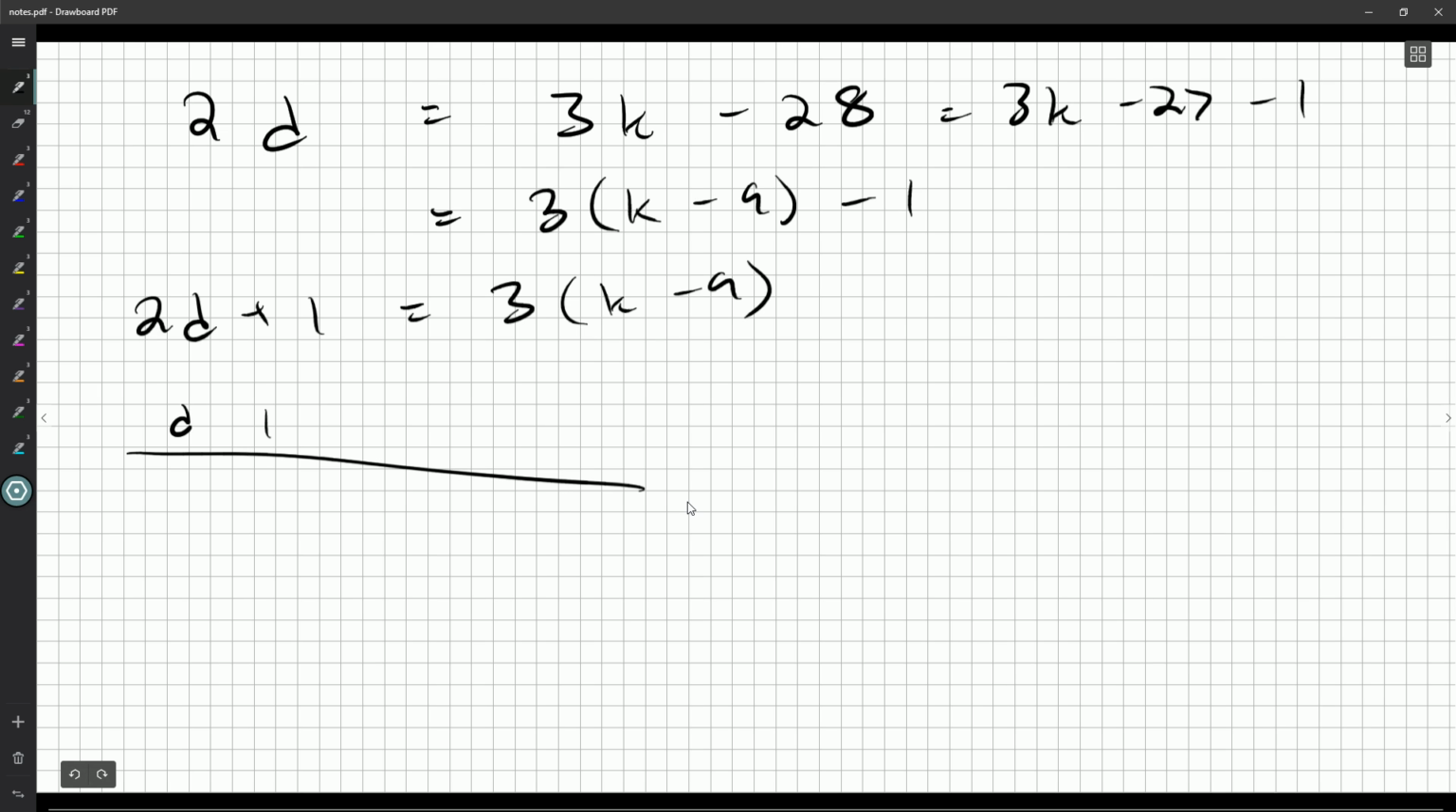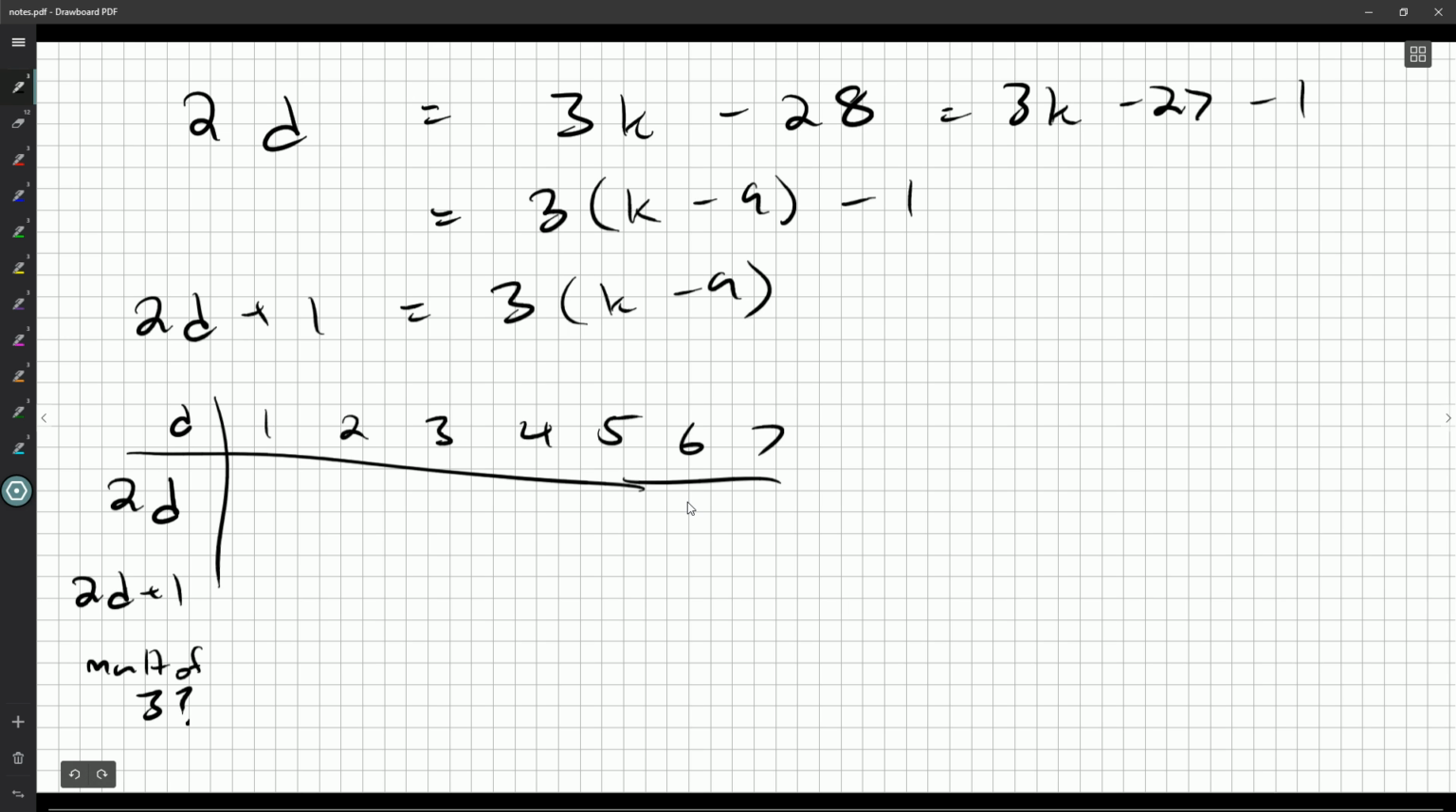Well, D could be 1, 2, 3, 4, 5, 6, 7 as far as I know. But now I'm not just guessing. I'm not just putting things in the middle and checking. What we're going to do is we're going to work out 2D, and then we're going to work out 2D plus 1, and then I'm going to ask, is it a multiple of 3?